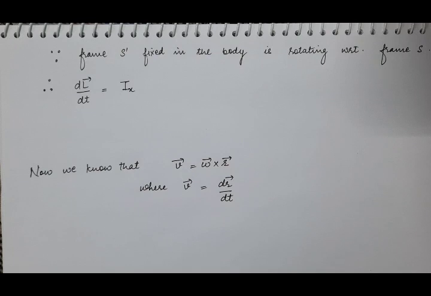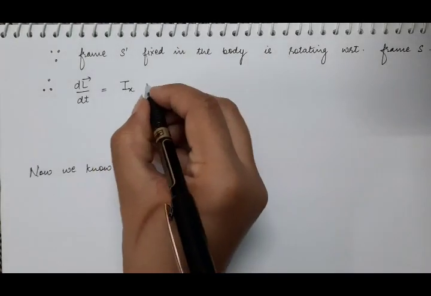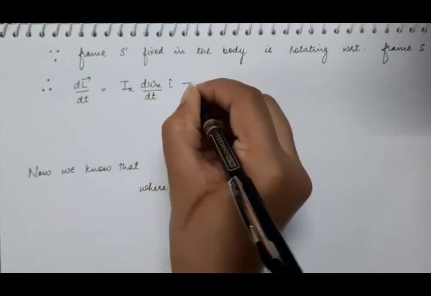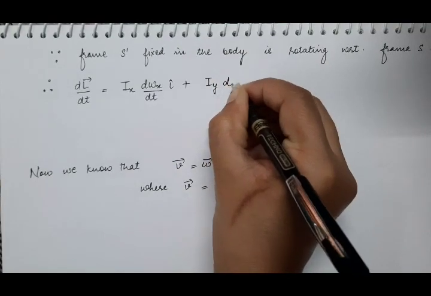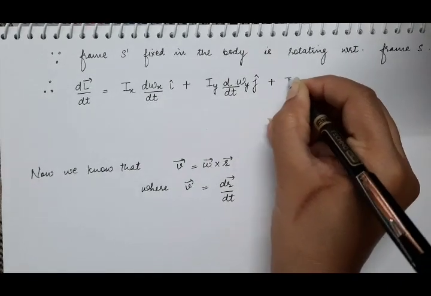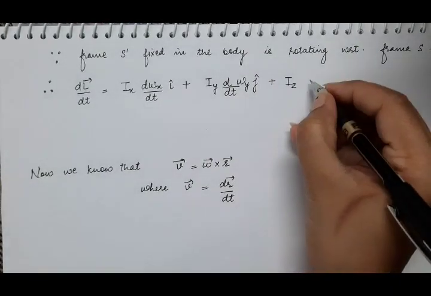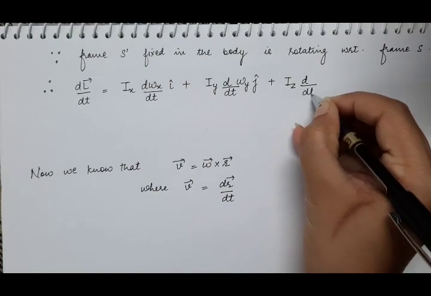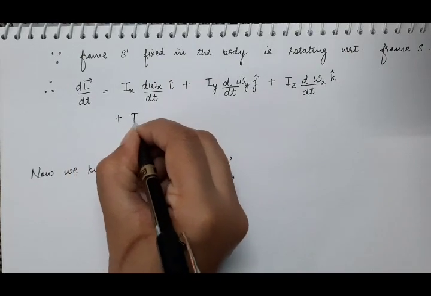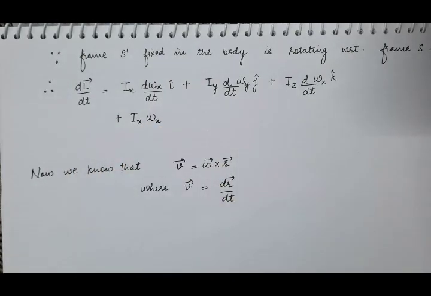So first we will write the terms including the time derivative of the components of angular velocity vector. So Ix, then the time derivative of the x component of omega into i cap, plus Iy, the time derivative of the y component of omega into j cap, plus Iz into the time derivative of the z component of omega into k cap, plus Ix omega x. Now we will take the time derivative of i cap, j cap, k cap.